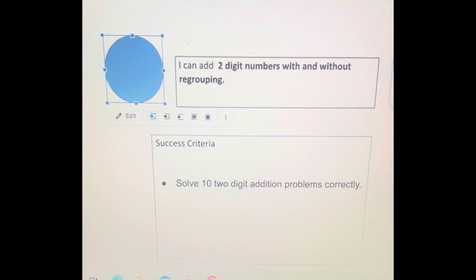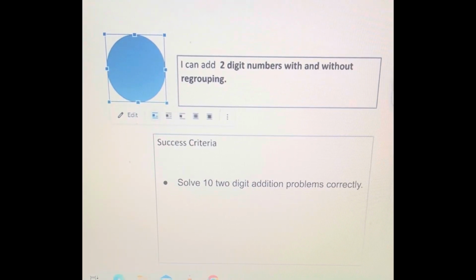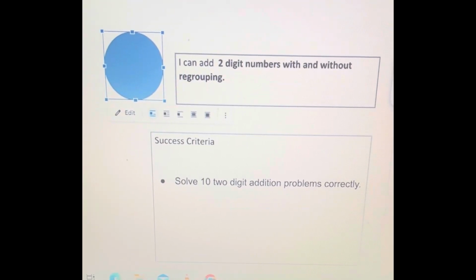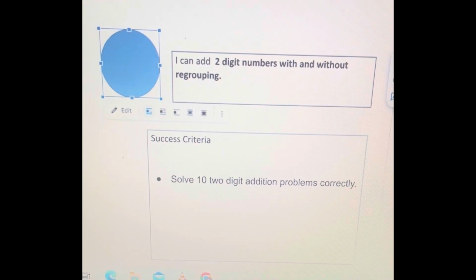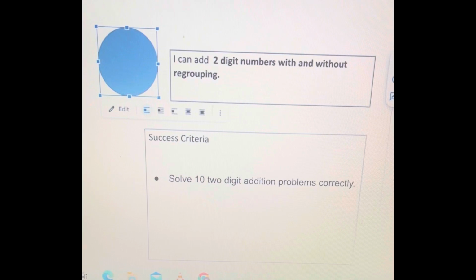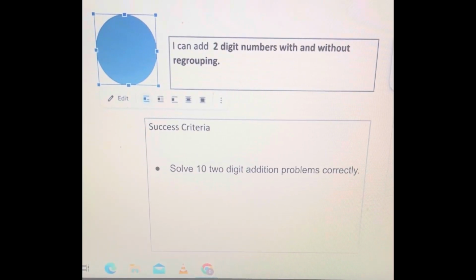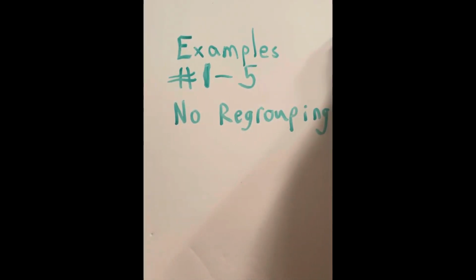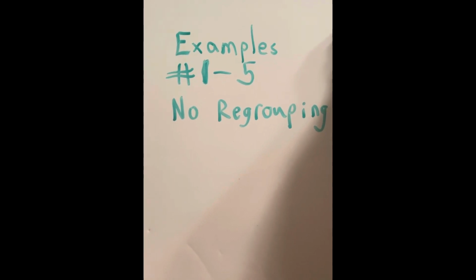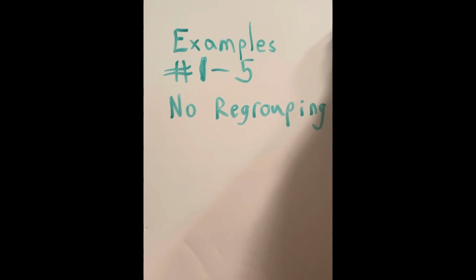The learning target of the day for Season 2, Episode 6 is I can add two-digit numbers with and without regrouping. Success criteria: solve 10 two-digit addition problems correctly. So we are going to get right into examples 1 to 5, and the first 5 examples are going to be without regrouping. No regrouping in examples 1 to 5.